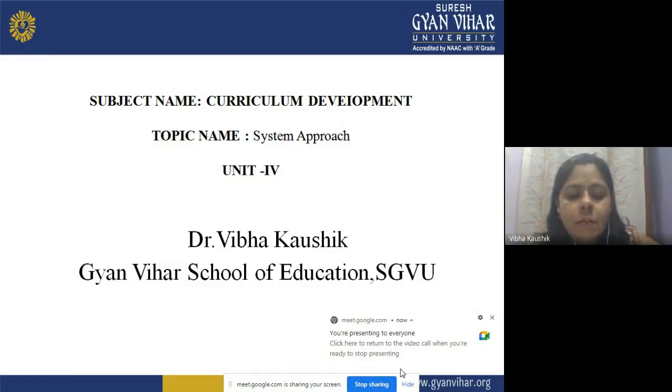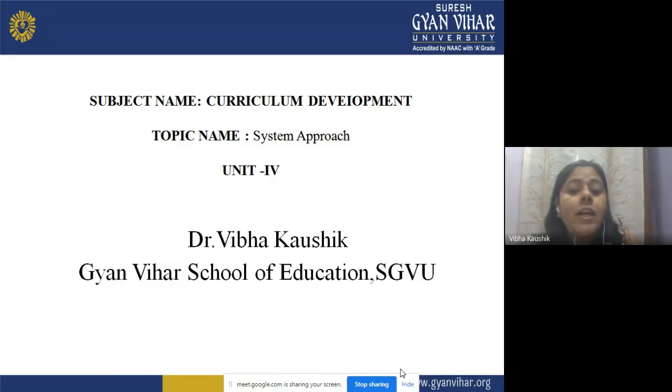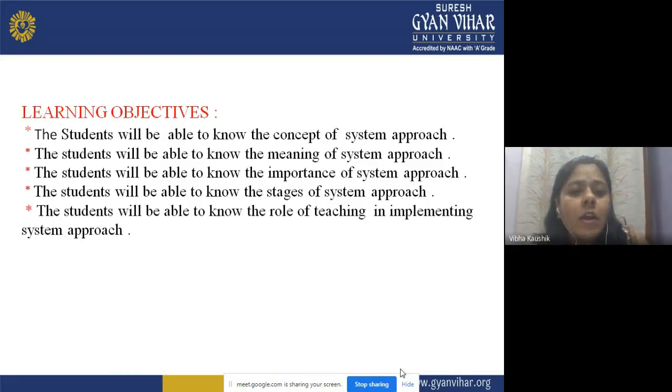Now, what do you mean by system approach? System approach is a problem solving method of analyzing the educational process and making it effective. Now, we are focusing on how to make the educational process effective. It should be qualitative. Now, what are the learning objectives?